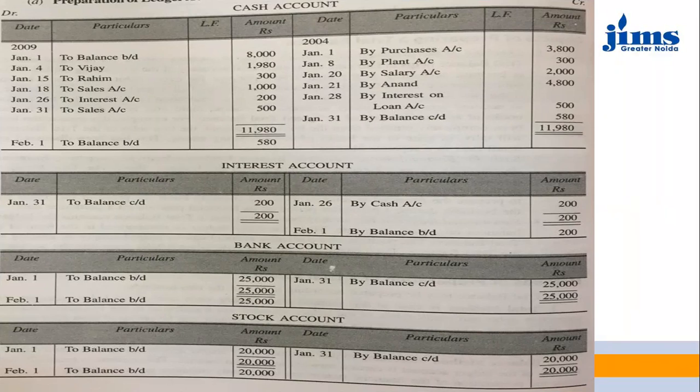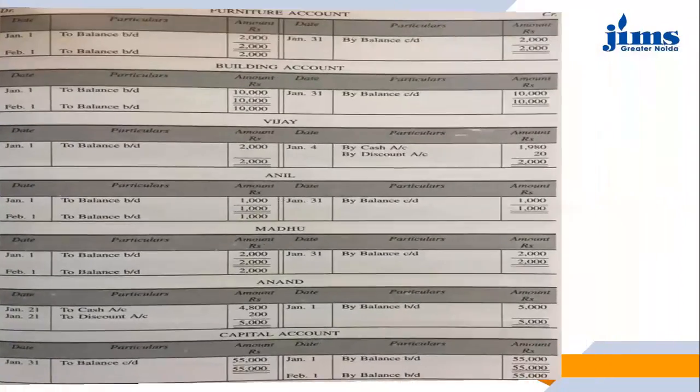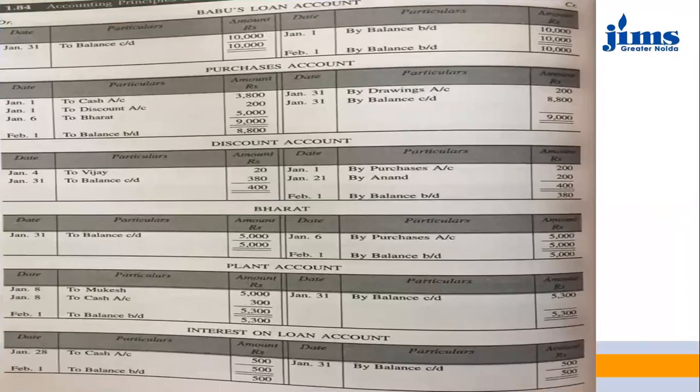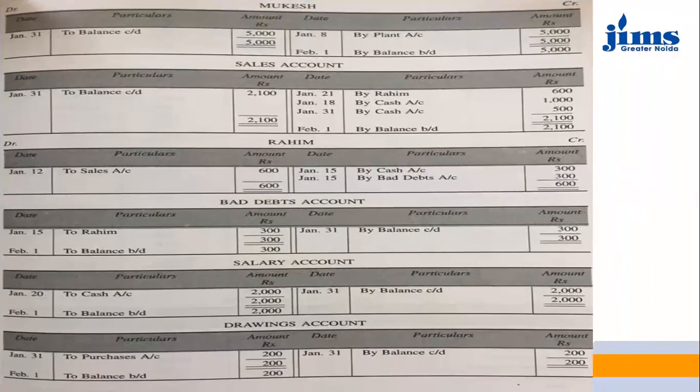And then we'll go to salary account. It will be at the end because it's a new account. So salary account, you can see here, salary account is getting debited. So we'll go on the debit side of the salary account to cash account 2000 rupees. Done.